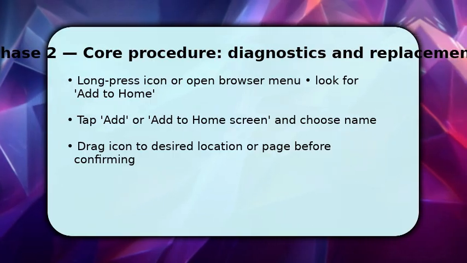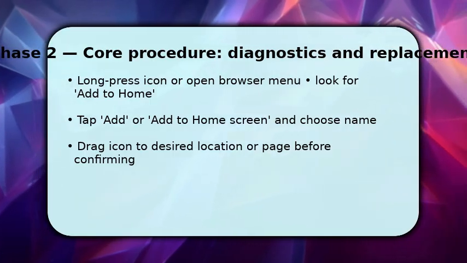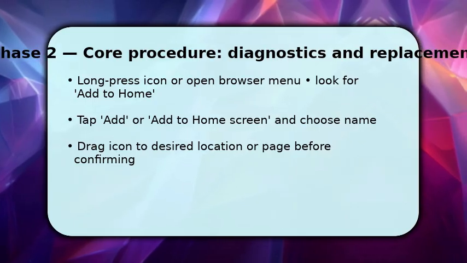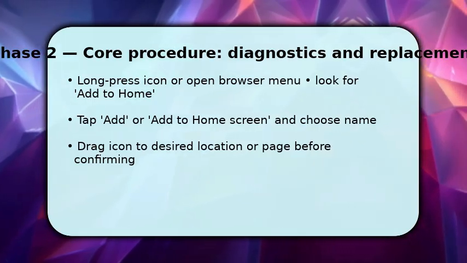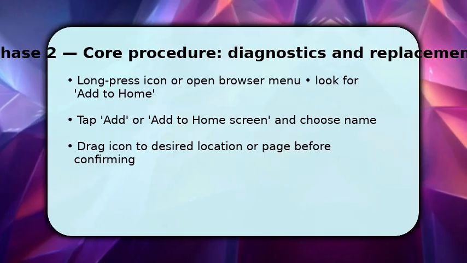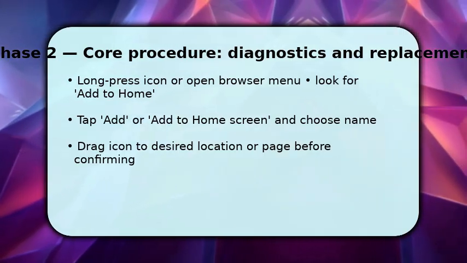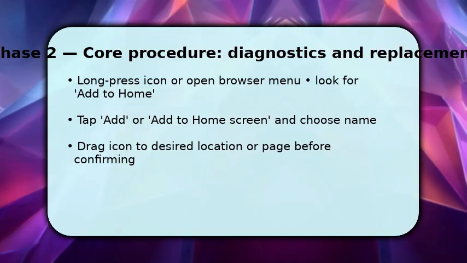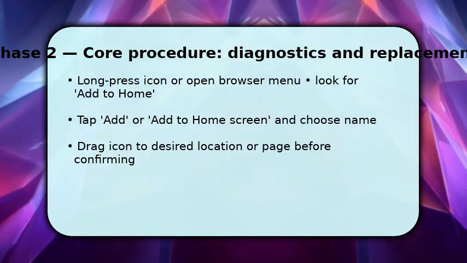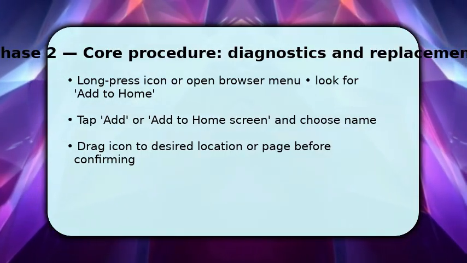You will see a prompt to name the shortcut. Use a short, recognizable label so you can find it quickly. Then tap Add or Confirm. Many systems let you drag the new icon to a preferred spot or folder. Make sure you place it on the correct home page, because relocating later can be slower.